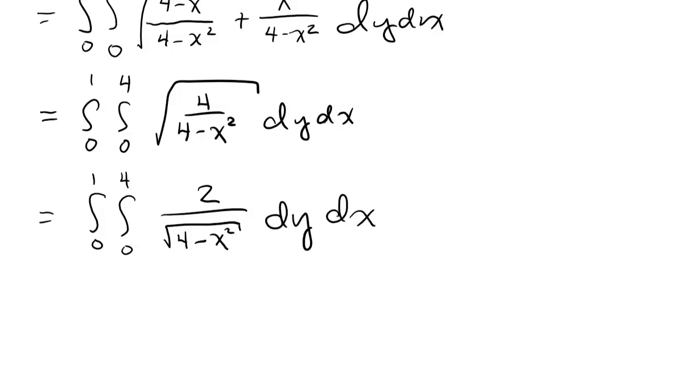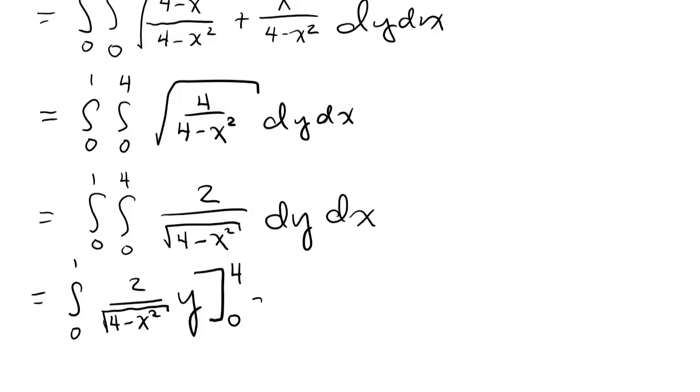Okay, now that integrand on the inside is a little complicated looking, but notice the first integral we're doing is dy. And that entire expression in terms of y is just a constant. So we're going to have really the integral from 0 to 1. We'll have 2 over the square root of 4 minus x squared all times y. And we're going to evaluate that from 0 to 4.